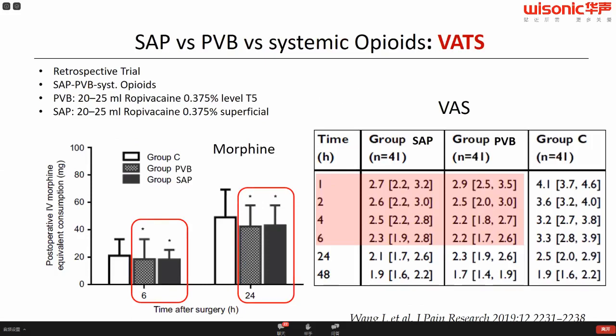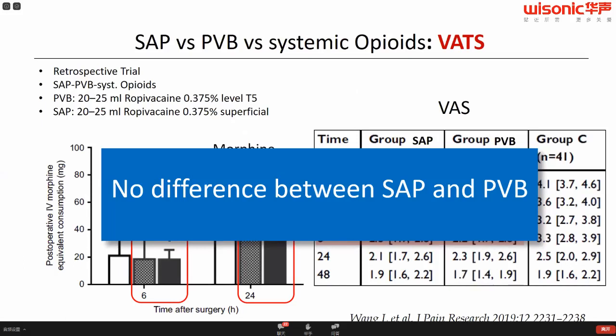Comparing the SAP block with the paravertebral block, with systemic opioids for video-assisted thoracoscopic surgery, you can demonstrate that the paravertebral block and serratus block are equivalent regarding the morphine consumption, and that both blocks are better in pain scores compared to IV opioids. So there was no difference in this study between the paravertebral block and the serratus.